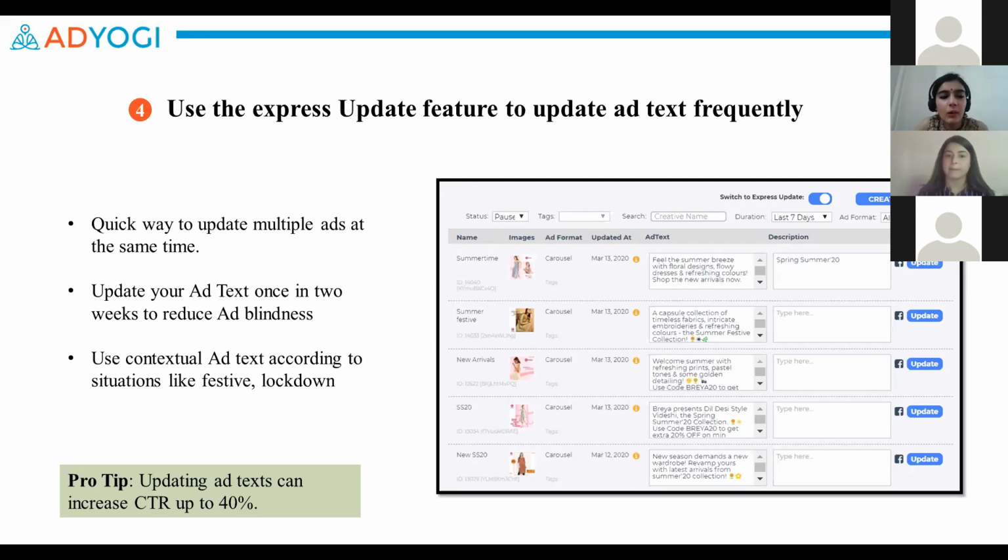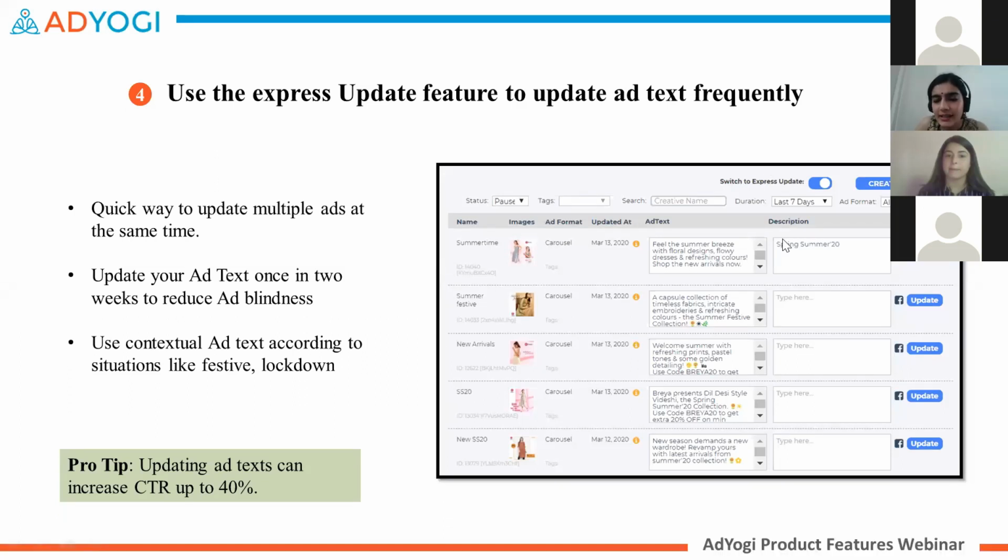Sometimes updating all the ads one by one can be a very tedious job. So, in a pinch, you can quickly update the ads by changing the ad text via the Express Update feature. As you can see here, all the ad texts and descriptions of your ads are visible in one screen. You can change these and update them by clicking on the update button over here. This would not take more than 5 minutes to update all of the ads.